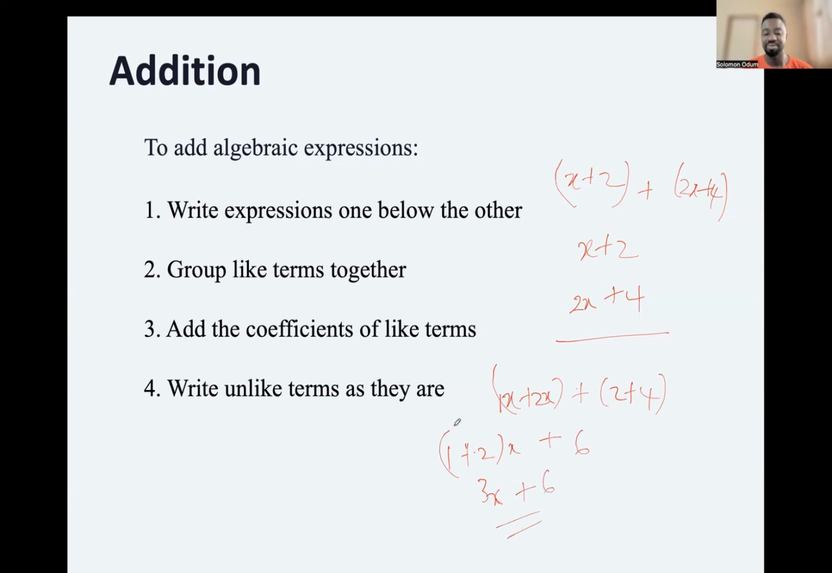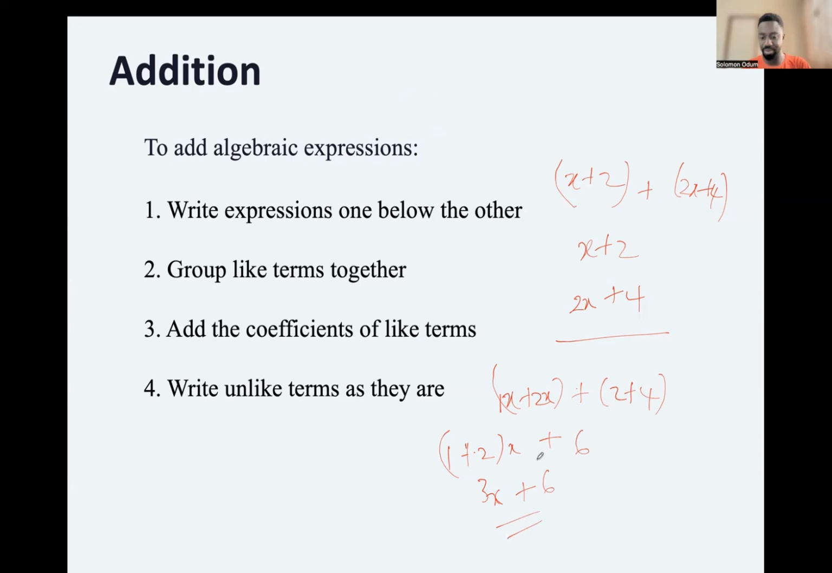So 3x plus 6. We have a variable term and a constant, and you cannot do anything more to it. They are unlike terms, so we leave it like that. Good. That is the rule for addition.